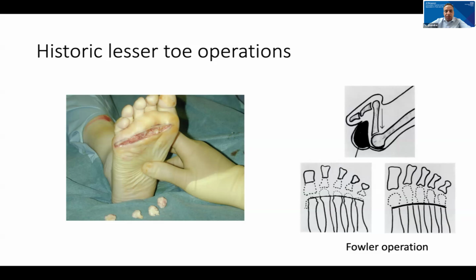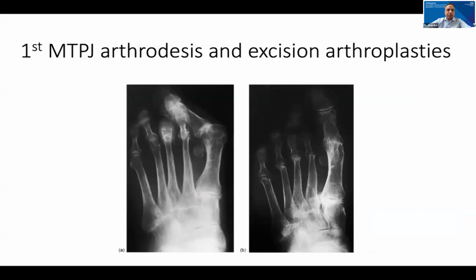I wouldn't be doing any of these Fowler type operations where you take out all the lesser toe metatarsal heads and do a plantar incision. So these are almost historic operations. But the key is to have the first MTP stabilized. So first MTP arthrodesis is one of the big things to think about when you're dealing with forefoot.